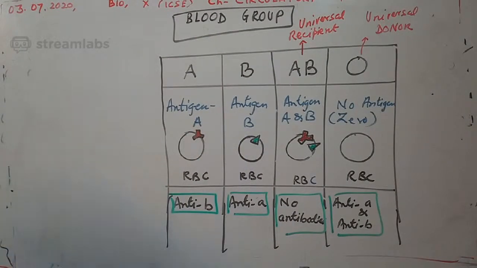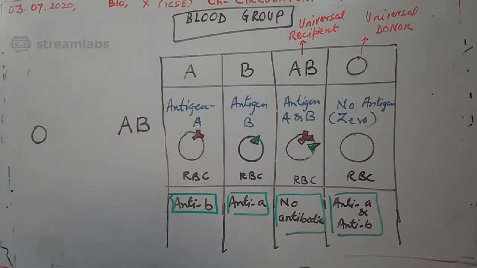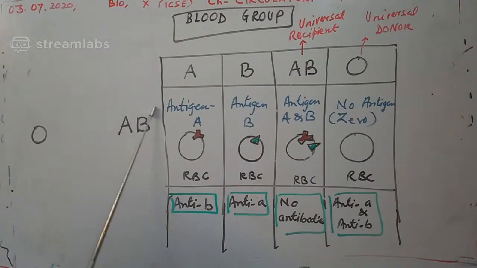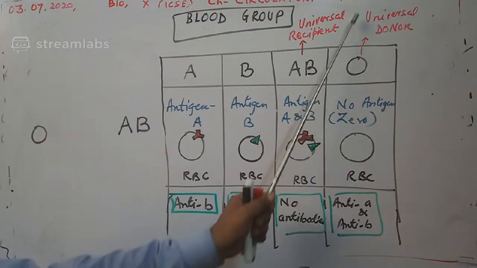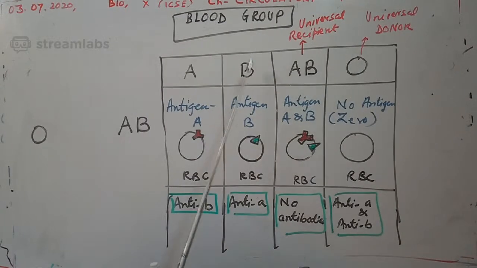If you talk about blood group AB and O, as I told you, AB is called universal recipient. Recipient means a person with blood type AB can take blood from A, B, and O. A person with blood type O is known as universal donor because this blood type can donate blood to AB also, B also, and A also. I'm showing you with this flow chart.